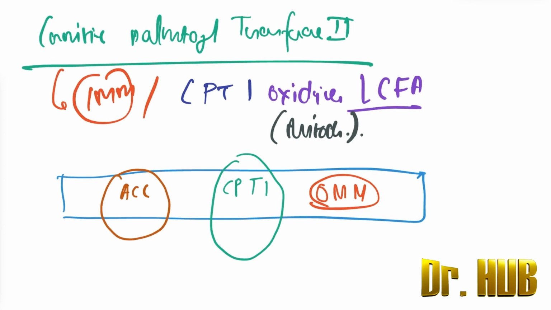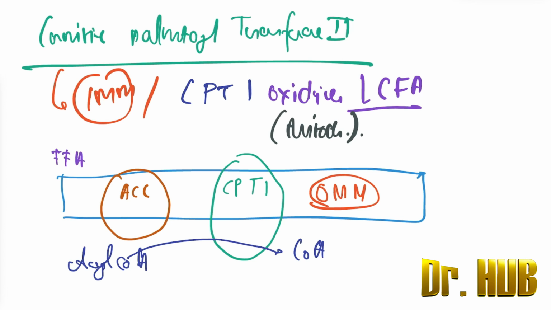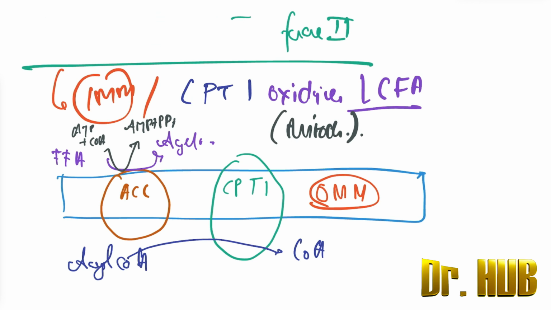Next, what are the steps taking place here? Here what we are seeing is the acyl-CoA, which goes as the CoA. And in ACC, what is taking place? There is a FFA, which moves as the acyl-CoA. There is also the addition of ATP and the CoA, and the ATP moves out as the AMP plus the PPi. So this is in the outer mitochondrial membrane.